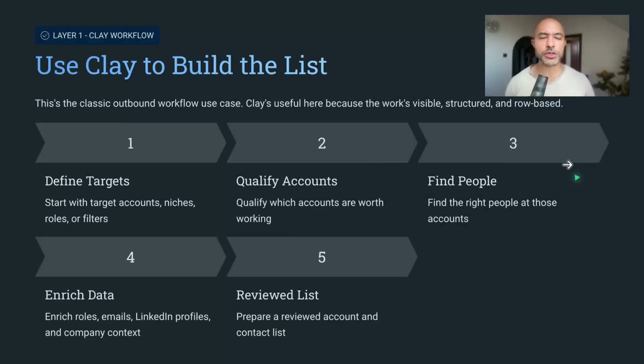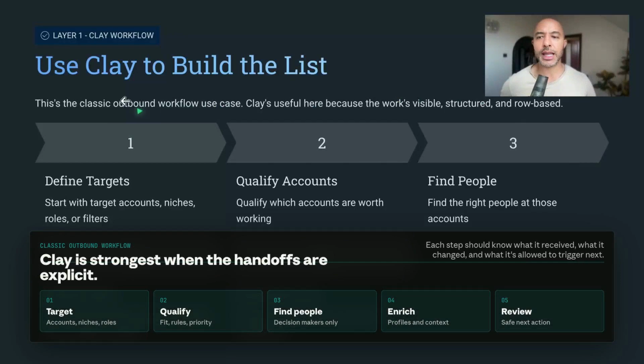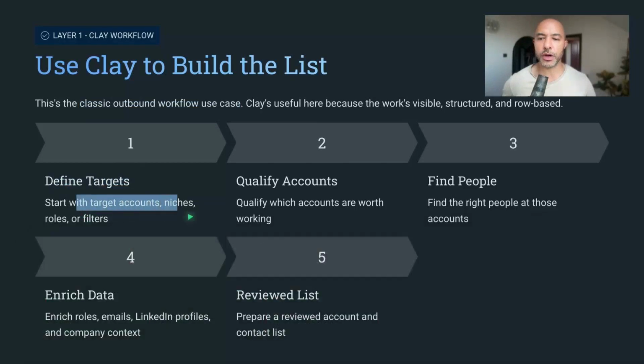So what's the working process, the mental model? This is basically it. The classic outbound use case here, which doesn't apply to everybody but is pretty typical: you define the targets. You start with target accounts, niches, and roles. Clay has a nice Apollo-like, ZoomInfo-like feature, where you can enter your criteria into the search filters and pull a list of accounts or people directly within Clay.